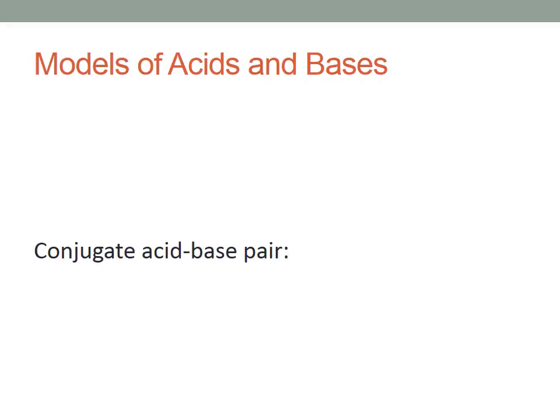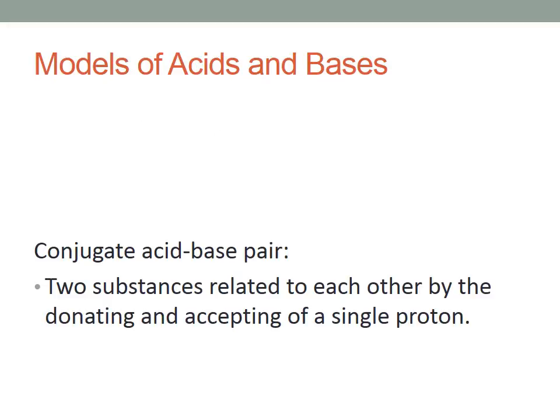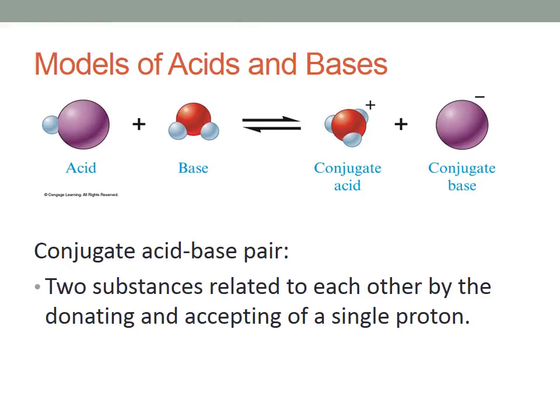So in terms of a conjugate acid-base pair, the two substances are related to each other by the donating and accepting of a single proton. What that means is that the difference between the conjugate acid and the base is just a single proton. So we have our base and our conjugate acid. They are the same, except that the conjugate acid will have an extra proton with it. That's our extra proton here: this one only has 2, whereas this has 3 protons in it.